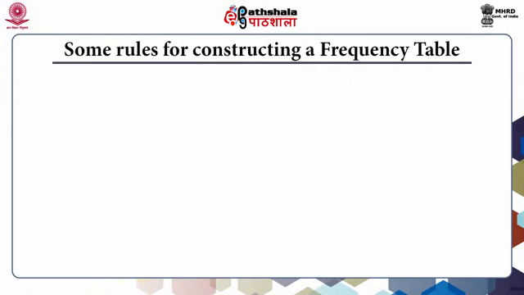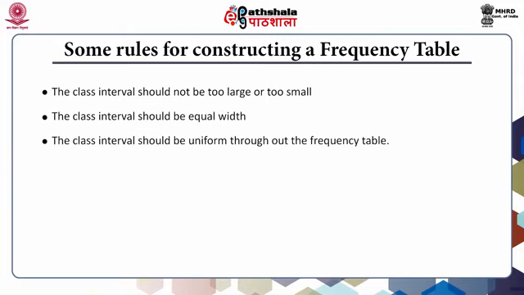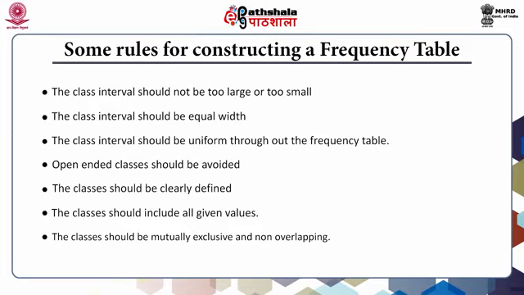Some rules for constructing a frequency table. The class interval should not be too large or too small. It should have equal width, uniform throughout the frequency table. Open-ended classes should be avoided. Classes should be clearly defined. They should include all given values. The classes should be mutually exclusive and non-overlapping.